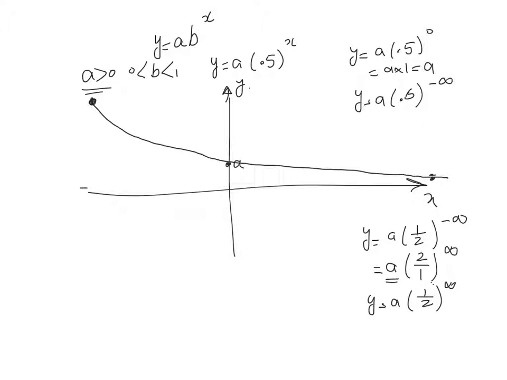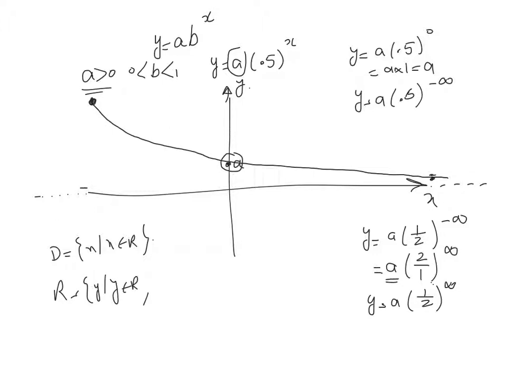Now, this is telling us that for the case that b is between 1 and 0, the y-intercept is the coefficient here, which is a. The x-axis is our horizontal asymptote. The domain, again, is there is no restriction on x, so the domain is all the real numbers. And the range is all the y's which are in real numbers, but they have to be positive. So y has to be greater than 0 and not equal to 0, because y equals 0 is the x-axis and that one is the asymptote. So this was case 2.